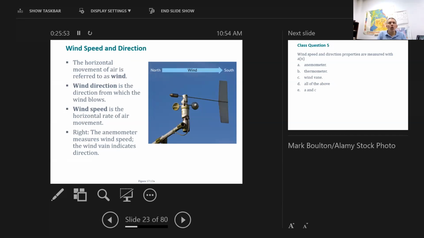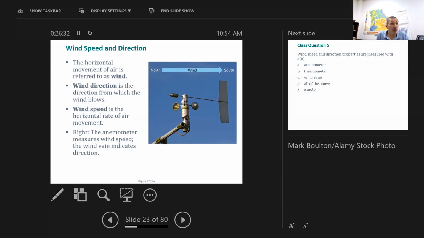So when we start looking at weather, one of the other components that you're going to be measuring is the wind speed and direction. The horizontal movement of air is called wind. Air moving up is updrafts, air moving down is downdrafts, air moving horizontally is wind. Winds are always named for the direction from which they're coming. So a wind out of the north would be a wind from Canada going towards the Gulf of Mexico. A wind out of the south would be just the opposite, from the Gulf of Mexico towards Canada.